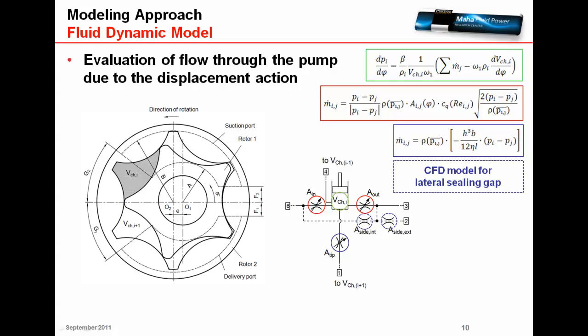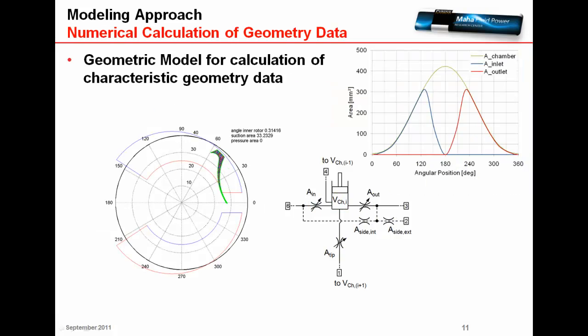Then there is a second geometric model which calculates all geometric parameters required by the fluid dynamic model as a function of the angular position of the gears. In particular, the model computes the area of one displacement chamber, the intersection zone between the displacement chamber and the inlet port, and the intersection zone between the displacement chamber and the delivery port, and this is shown as a shaded area in this animation.